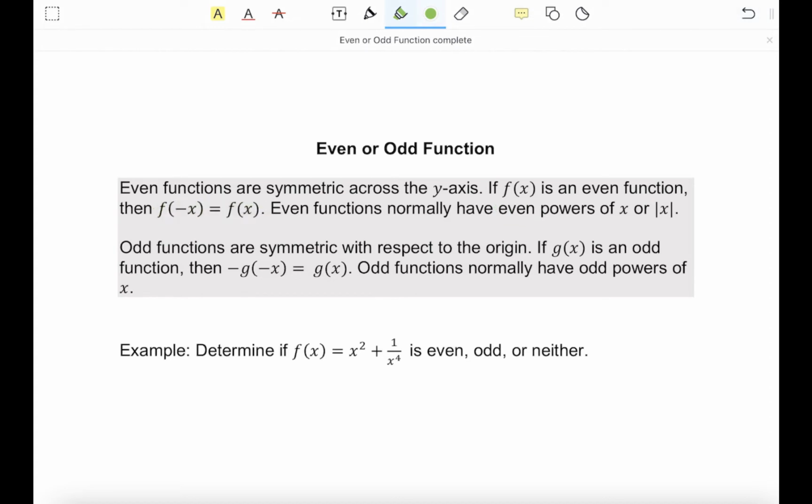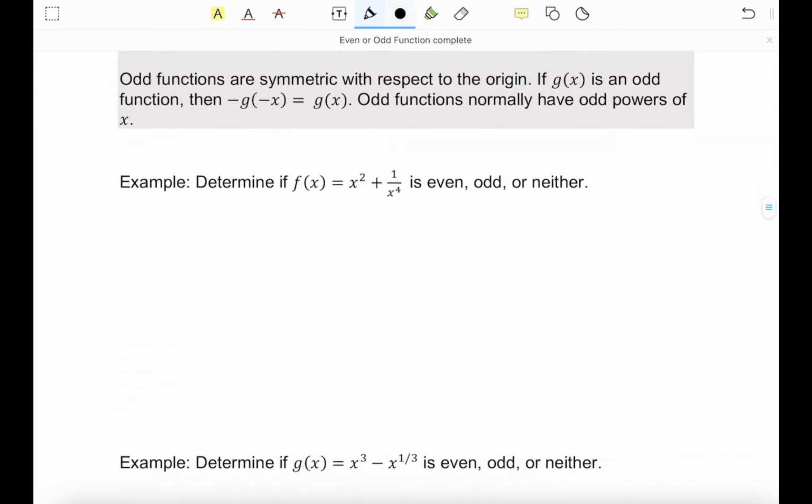The test for an odd function, let's say g of x is an odd function: you take the opposite of the evaluation of the opposite of x, and see if that's the same as the original. If it is, it's odd, and if it's not, it's not odd. Odd functions normally have odd powers of x, which is another algebraic way of telling whether a function is even or odd.